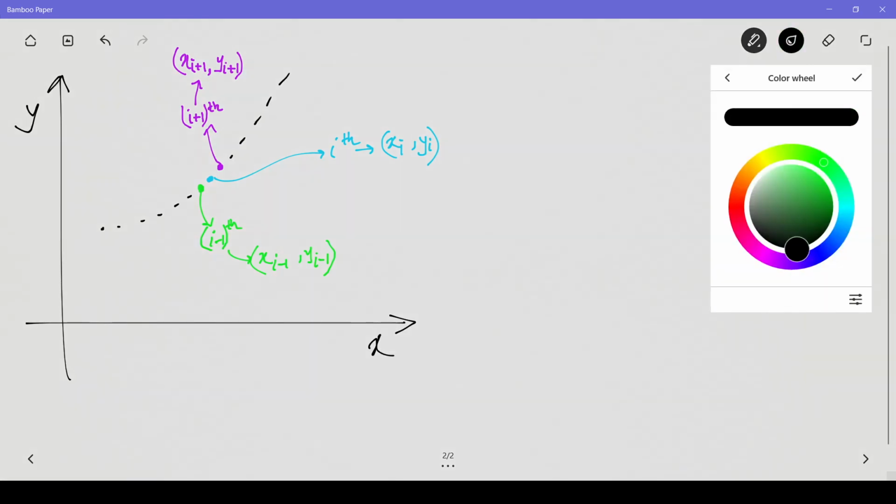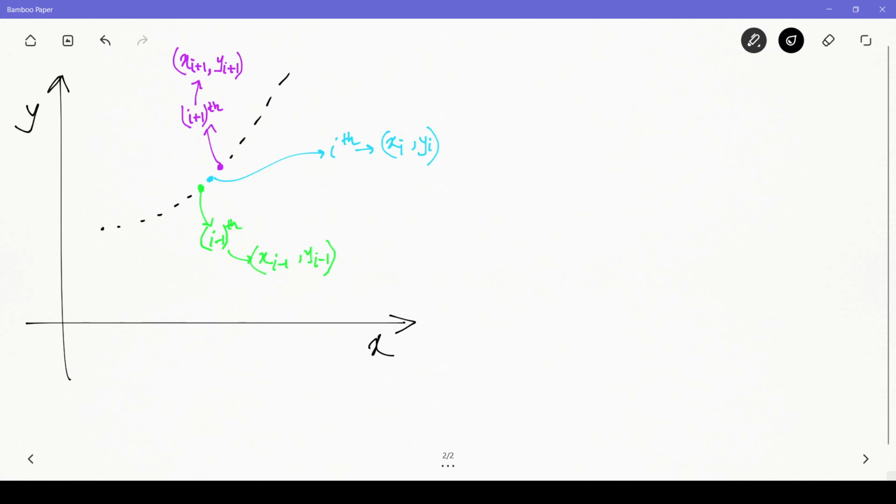The first approach is, as I've said before, the forward difference. The formula for the forward difference is the f prime.